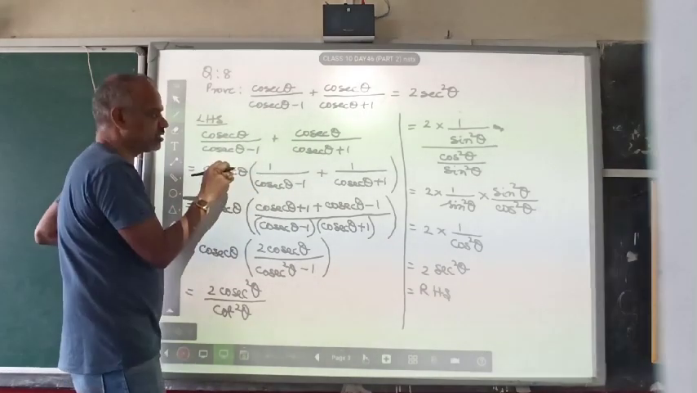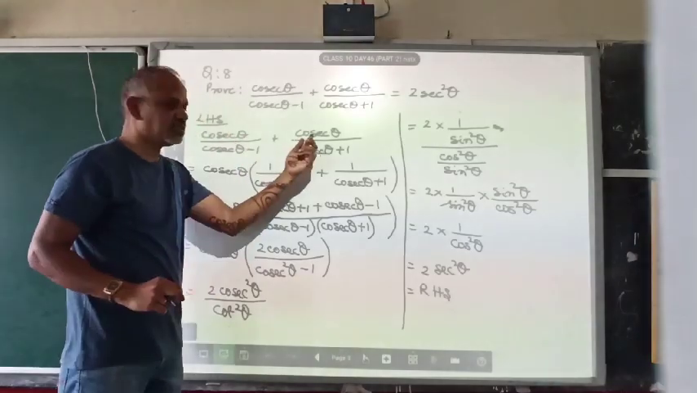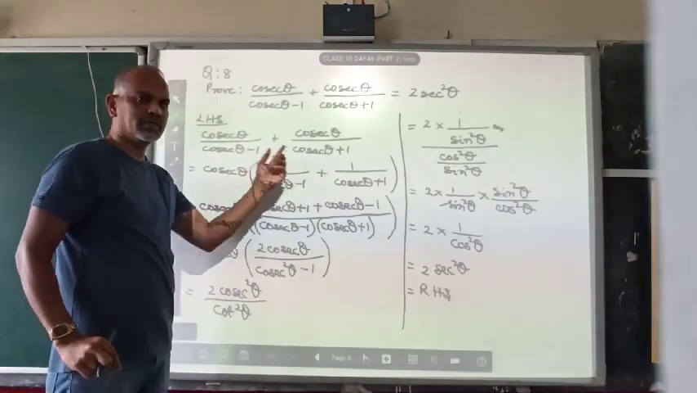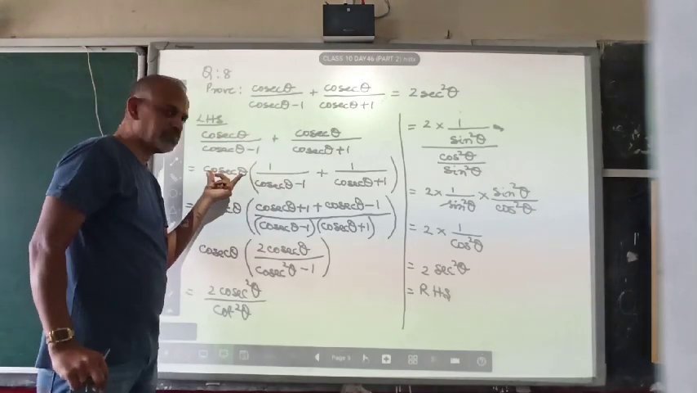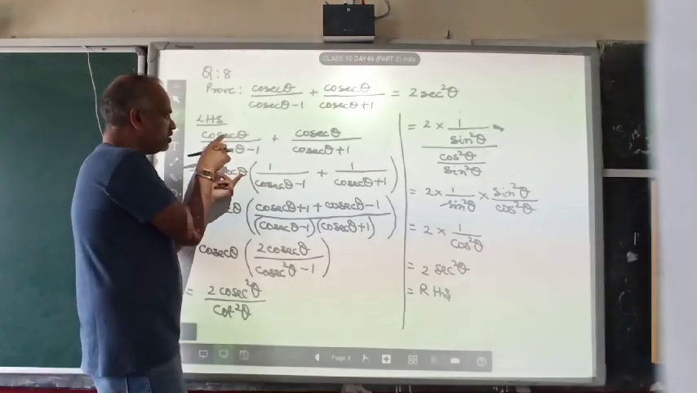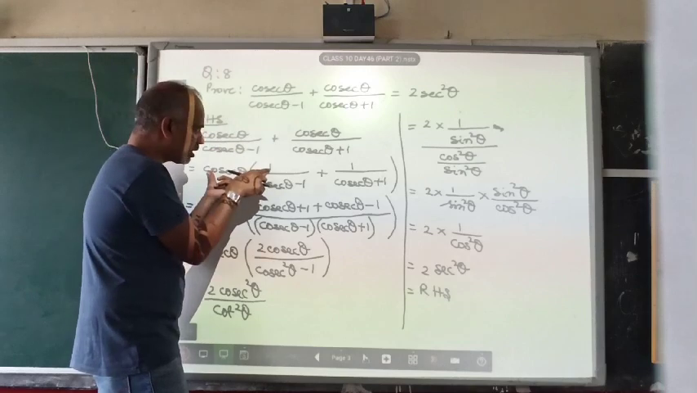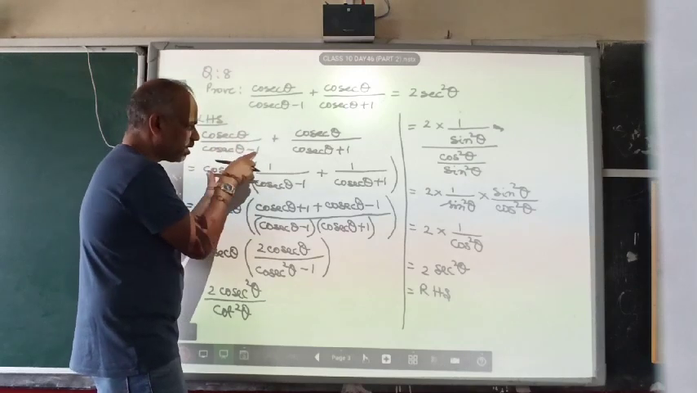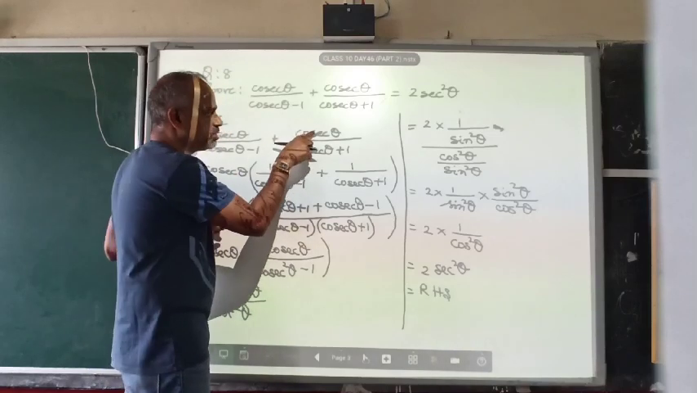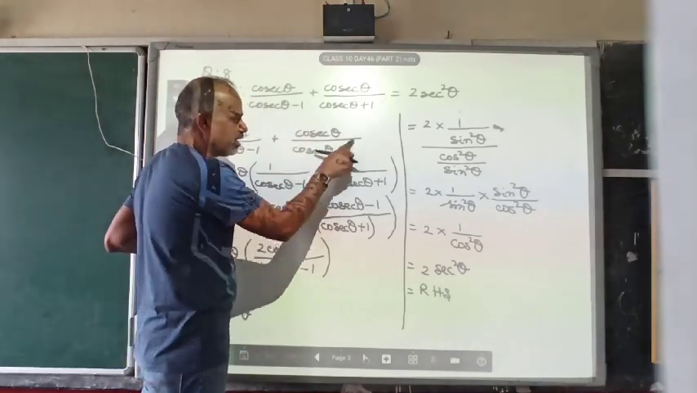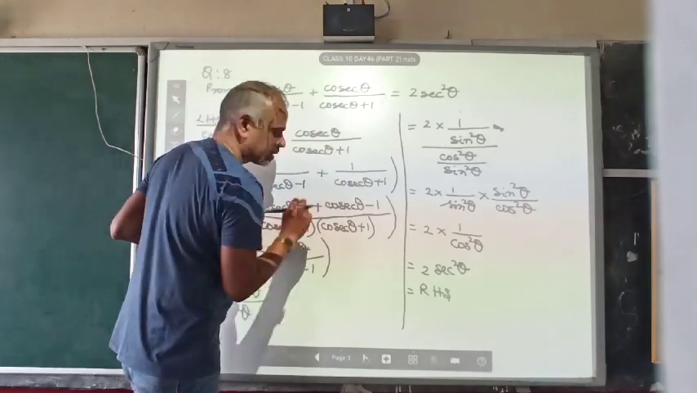Now to write the rest, I have removed only the cosecant theta which is common in the numerator. Nothing is common in the denominator. Okay. So cosecant theta in the numerator is removed, that's common. Now to write, if this is removed, 1 is left, that's 1 by cosecant theta minus 1, plus cosecant theta was removed, which means 1 is left divided by cosecant theta plus 1.